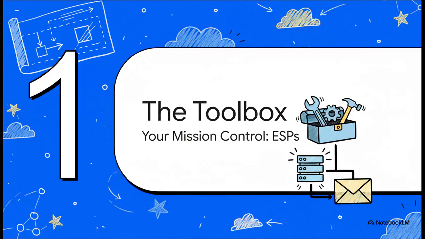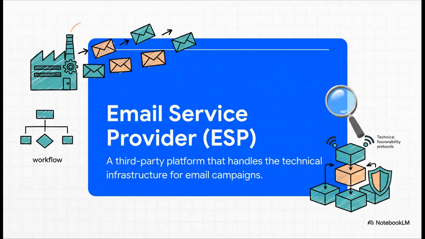Right, so every builder needs their tools, and when it comes to email automation, your starting point, your mission control, is something called an ESP, or Email Service Provider. So what exactly is an ESP? The easiest way to think about it is like a professional workshop. You could try to build a car in your garage with a wrench, but a real workshop has all the specialized equipment. An ESP handles all the heavy lifting for you, the servers, the delivery systems, the legal compliance, so you can just focus on the message.